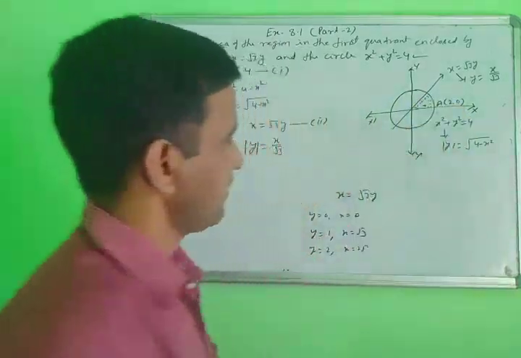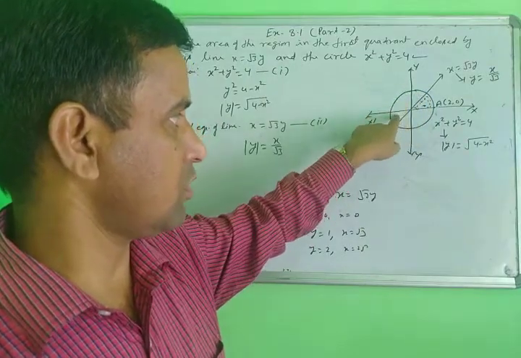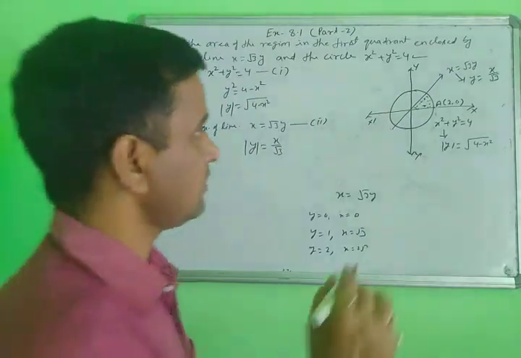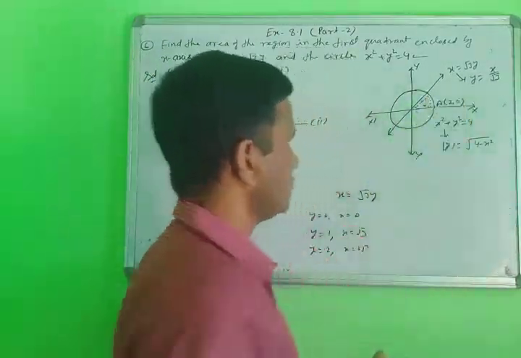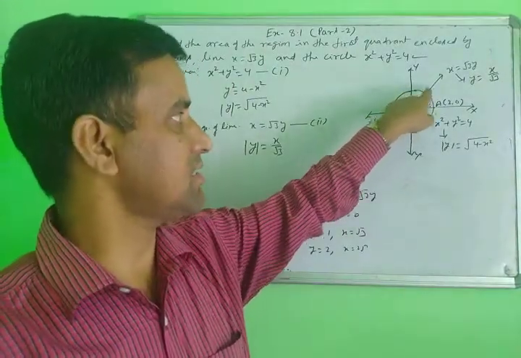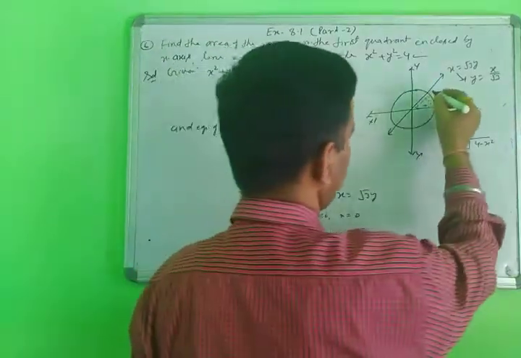In this portion, you will find the area of this portion, not this portion, not this, and this. This is negative. So first of all, what is the intersecting point? You check here, the line and circle are intersecting here. Any point, here point B.